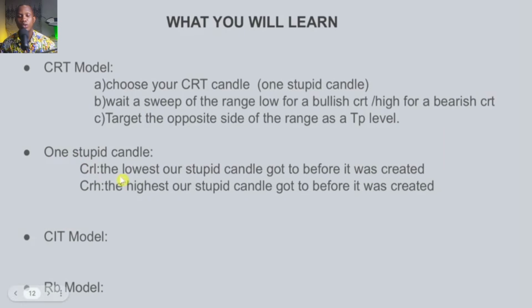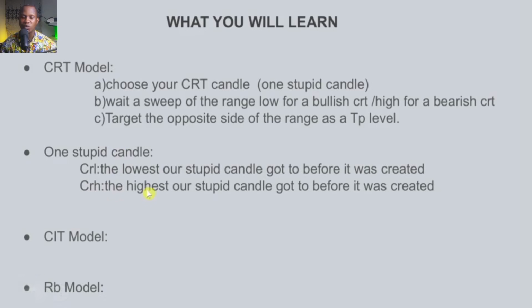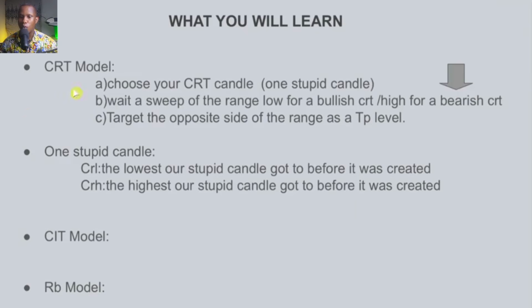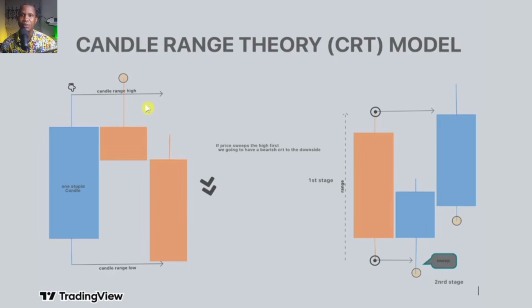Your candle range low is the lowest our one stupid candle got to before it was created. Can you see? This is the lowest it got to before it was created, while the high is the highest our stupid candle got to before it was created, and this is the highest it got to, guys. Next, wait for a sweep of the range low for a bullish CRT or the high for a bearish CRT. Can you see the next candle swept this range candle range high? That means we are anticipating a bearish CRT, guys. And can you see after that price action delivered price towards this range low?